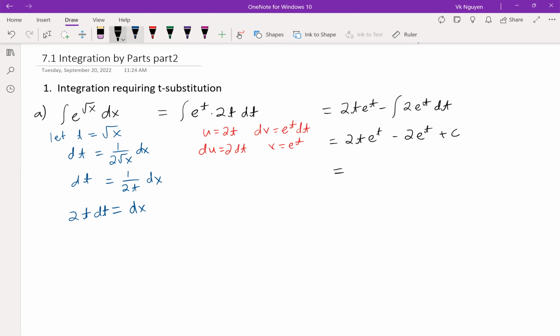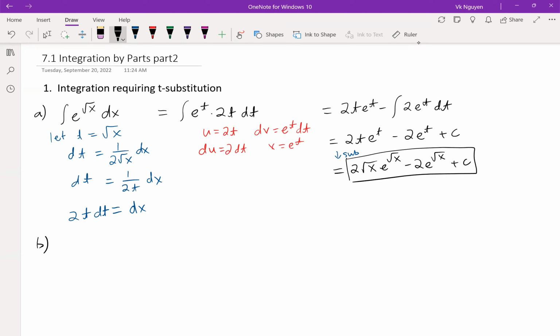Now we do the substitution. t is square root x, so 2 root x e to the root x minus 2e to the root x plus c. Pretty cool. Here comes another one.